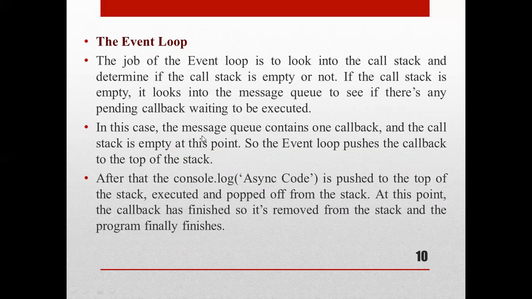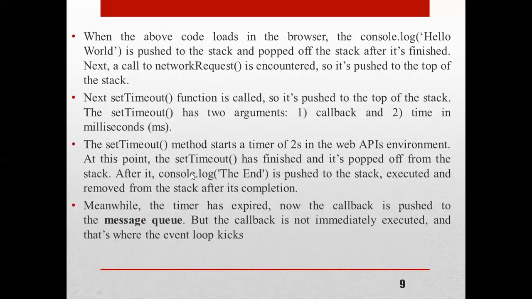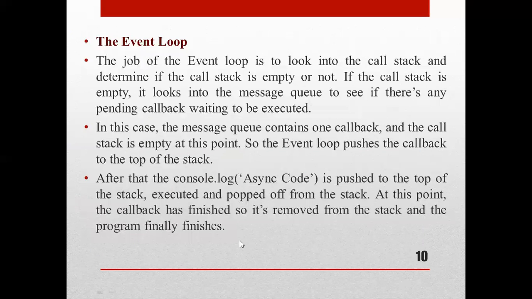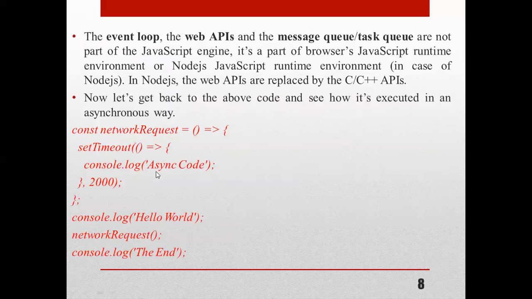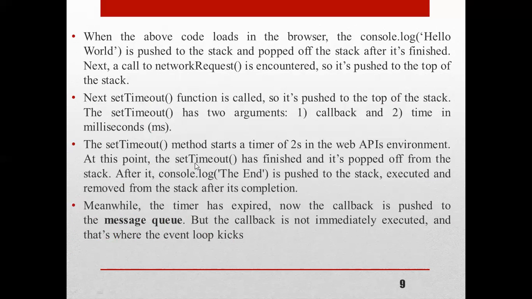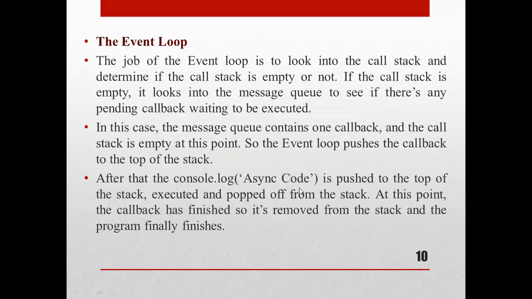So in this case, the message queue contains one callback. We have seen that message queue having one callback. The call stack is empty at this point, so the event loop pushes the callback to the top of the stack. That means after that console.log, this callback is pushed into the message queue. After that, it will push into the call stack. It is pushed to the top of the stack, executed, and popped from the stack. At this point the callback has finished, so it's removed from the stack and the program finally finishes.